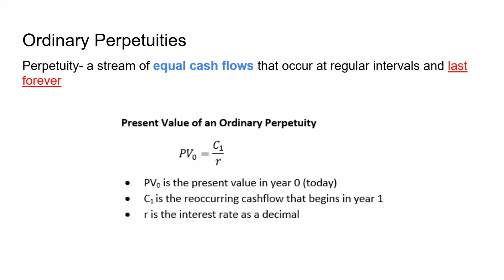This formula says the present value in year 0 is equal to the cash flow in year 1 divided by the interest rate. Just like with ordinary annuities, this formula always gives you the present value 1 period before the first cash flow. For example, if the first cash flow happens in year 5, this formula will give you the present value in year 4 and not year 0. Keep in mind that it's not possible to find the future value of a perpetuity because the cash flows never end.